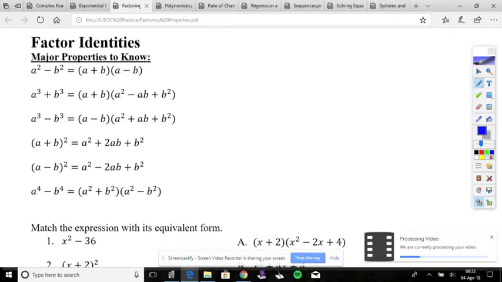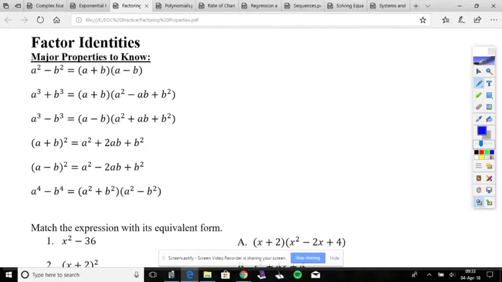So these factoring identities are, in my opinion, probably the most confusing thing that this review covers in your review packet. Simply because none of these are on your reference sheet, so you'd have to memorize all of them. And two, they're just kind of tricky to get your head around anyway. But I've written all the major properties here on the top of your page.